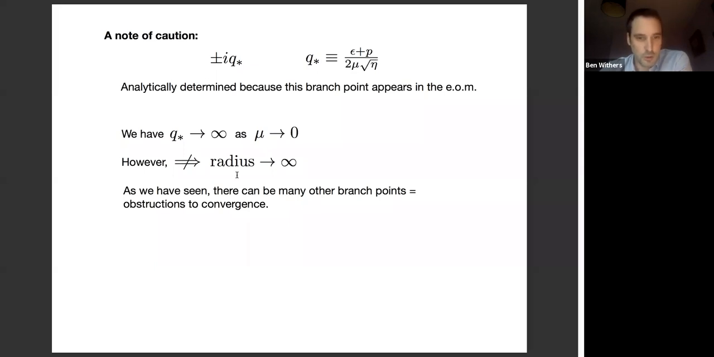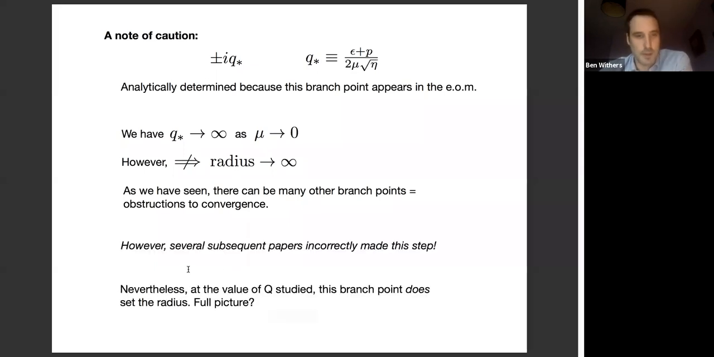I mention this as a note of caution because there have been several papers which incorrectly concluded that because Q star goes to infinity as mu goes to 0, the radius goes to infinity. But this is not true. So I'm putting this as a note of caution.